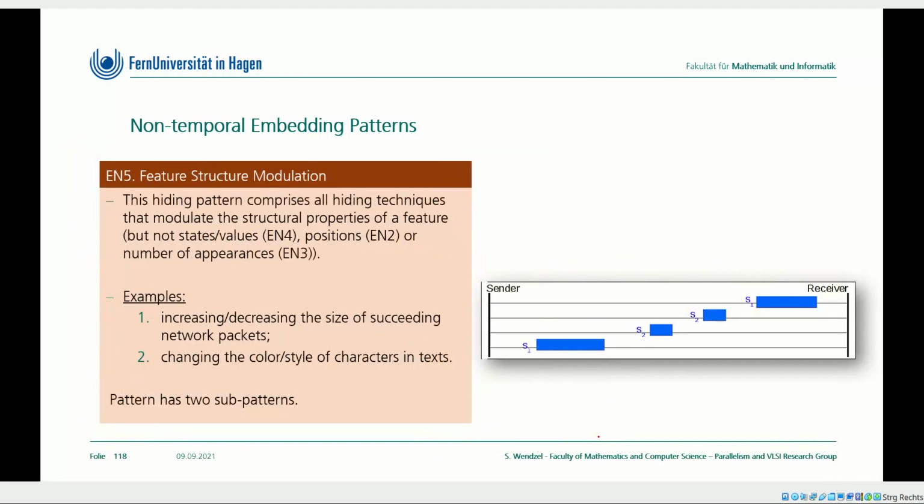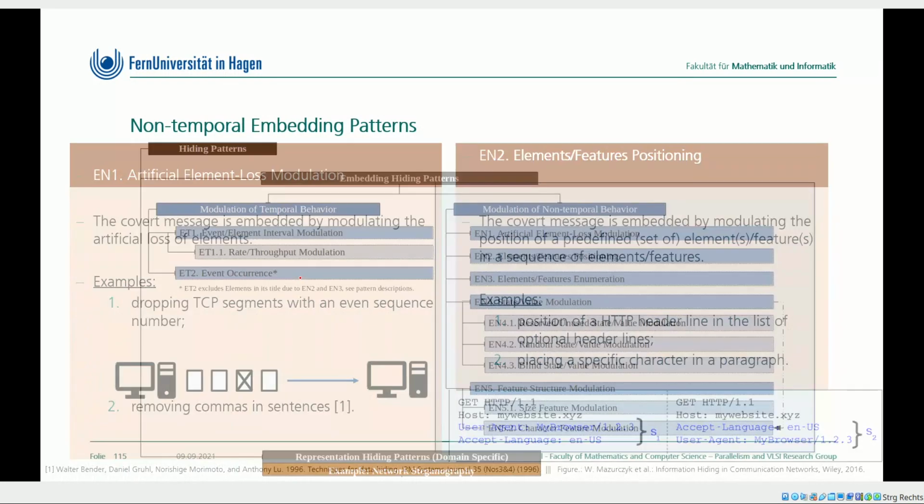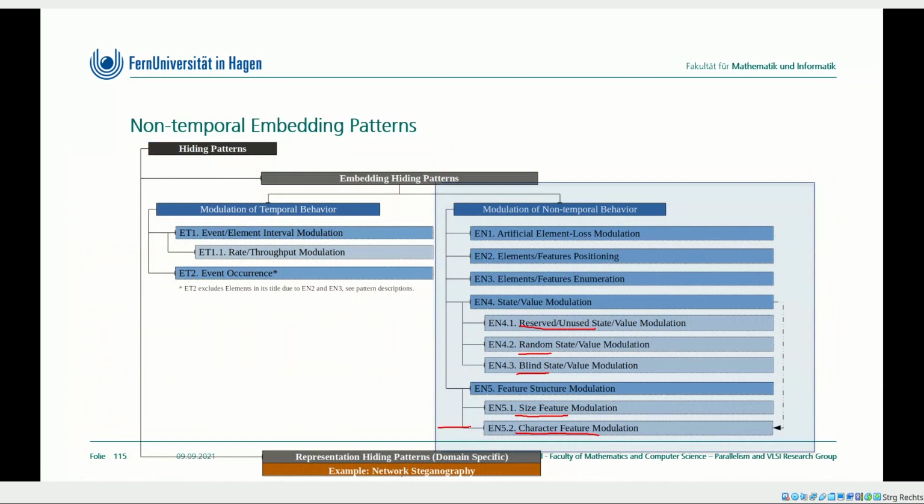So the feature structure modulation modulates the structure of a feature. And this hiding pattern thus comprises all hiding techniques that modulate the structural properties of a feature, but not the states or values, which is the state or value modulation, the position, which is EN2, or the number of appearances, which is EN3. So what remains is, for instance, increasing or decreasing the size of succeeding network packets, which was the size modulation, or changing the color and style of characters in text, which would be the character feature modulation here.